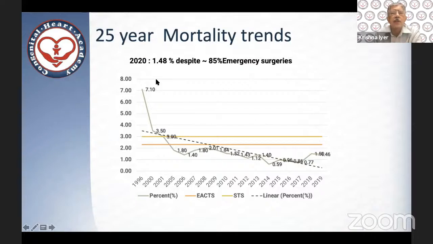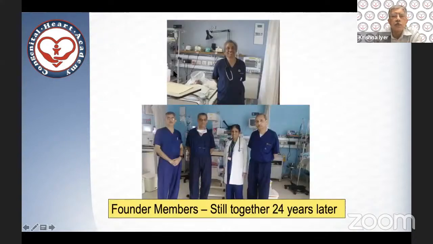In 2020, despite the COVID crisis, which meant that we didn't do routine surgeries, 85% of our surgeries were emergencies, we still had an operative mortality of 1.48%. And this with just a team of 4 people: 1 surgeon, 1 anesthetist, 1 intensive care specialist, and a cardiologist.